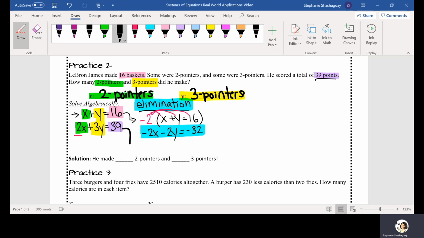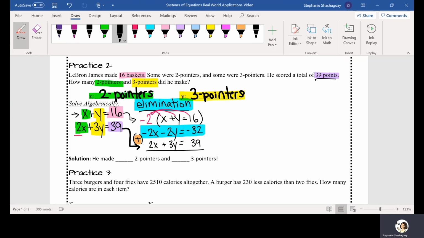Okay, now that I have my new equation so that I can eliminate one of my variables, I'm going to take my second equation, and I haven't changed my second equation at all. So 2X plus 3Y equals 39. And I can take those two equations and I can add them together. Okay, I'm going to add them.